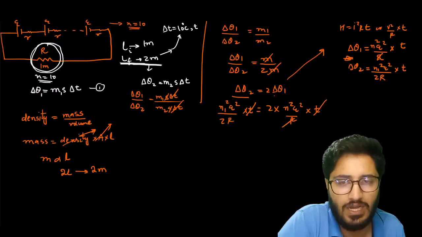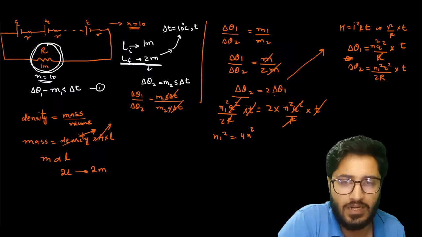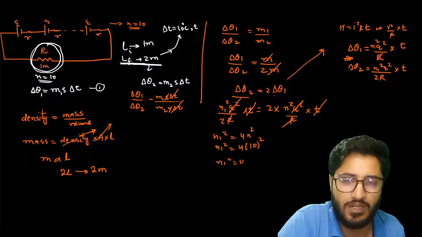T cancels out, R cancels out, E square cancels out. Then we have N1 square equals 4N square. N1 square equals 4 times N square. What is N? N is 10 square. So N1 square is 400. N1 came out to be 20.